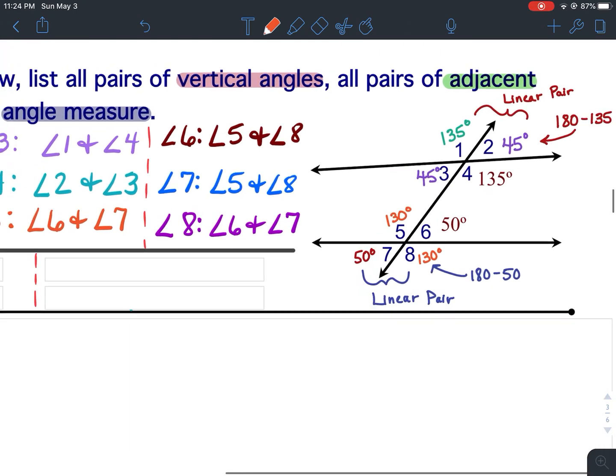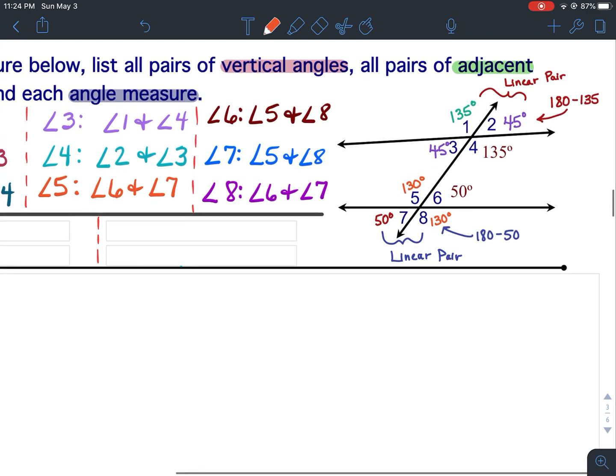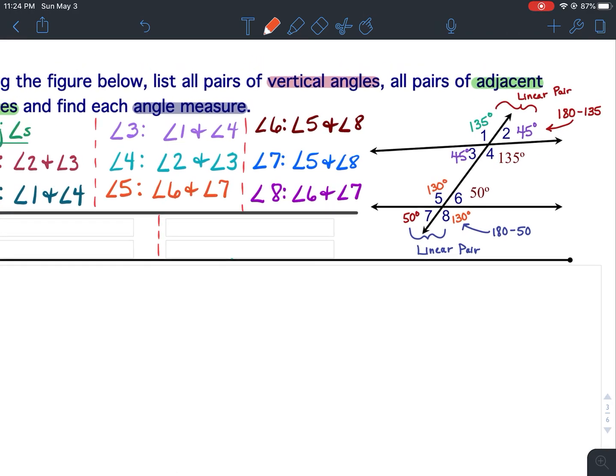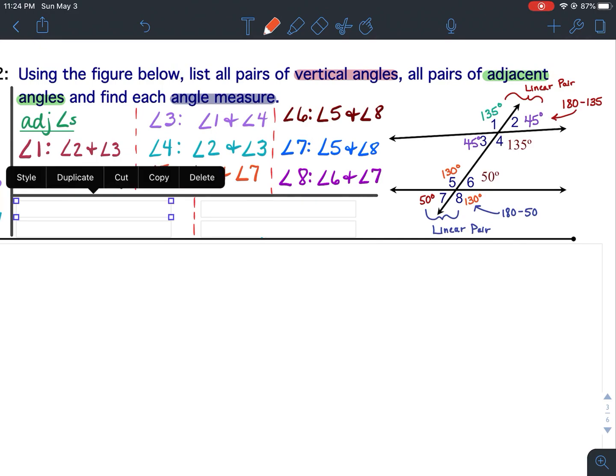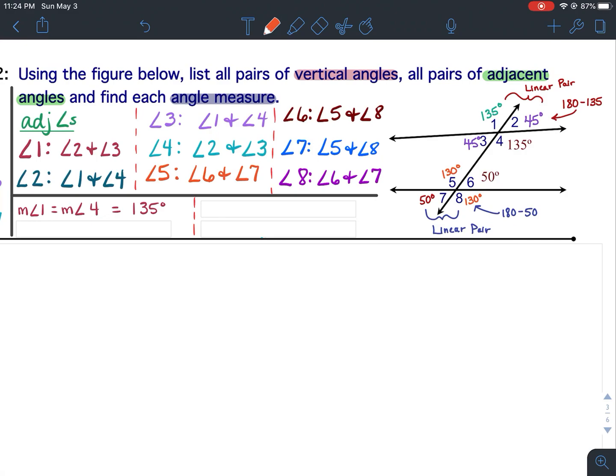All right, the last thing to do is to write the angles that are congruent and their measurements. So let's start with angle 1. The measure of angle 1 and the measure of angle 4 both equal 135. So the measure of angle 1 equals the measure of angle 4, which equals 135 degrees. The measure of angle 2 and the measure of angle 3 equal 45 degrees. So the measure of angle 2 equals the measure of angle 3, which equals 45 degrees.